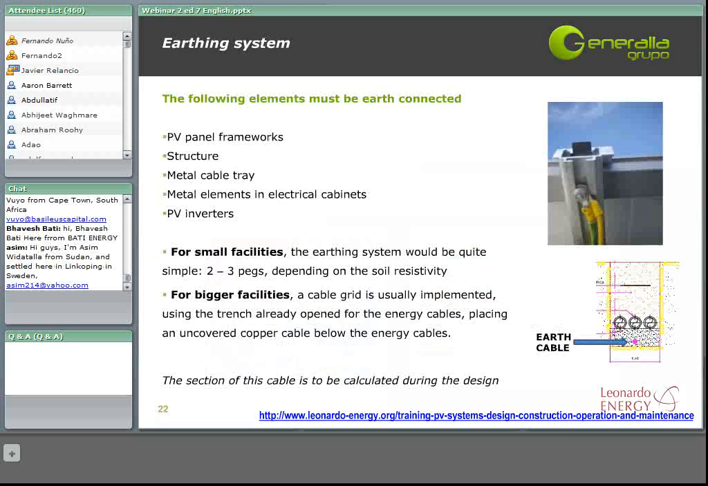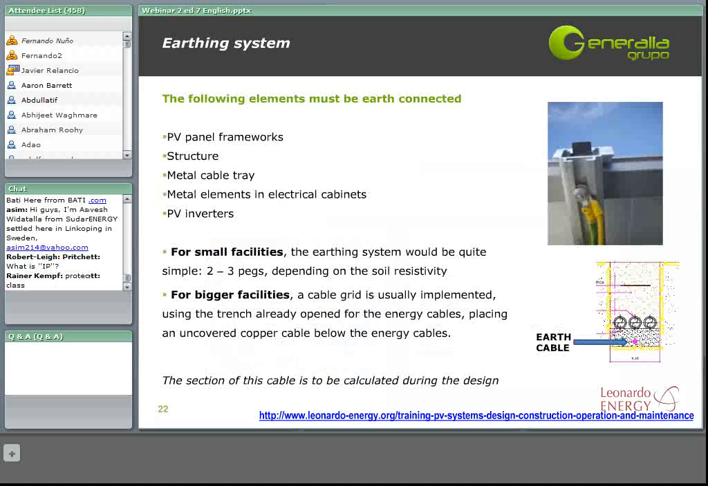This chapter, the electrical works, will finish with the earthing system. The elements to be connected to earth in a PV facility are the ones listed here: the PV panel frameworks, the structure, the metal cable tray, the metal elements in electrical cabinets, and finally the PV inverters.